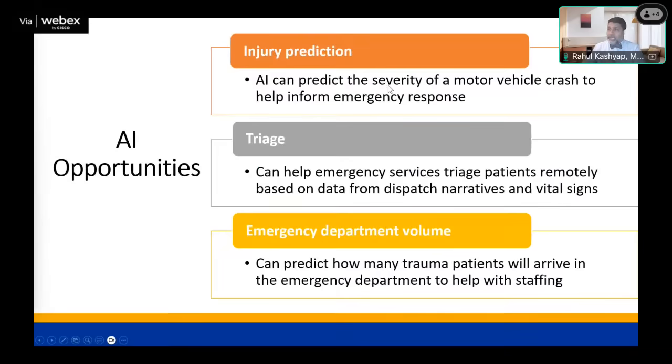Imagine that AI can predict the severity of motor vehicle crashes, which still is an issue. I published a paper several years ago looking into road traffic accidents in India. For triaging, it could be utilized, and the system can help you out as well. And then managing your volume for the emergency department using AI. So these are just opportunities in one particular area as we go through.